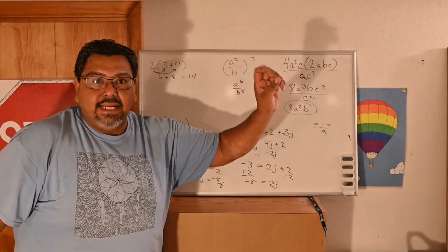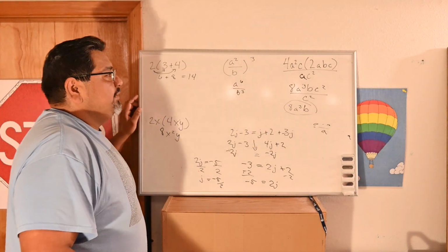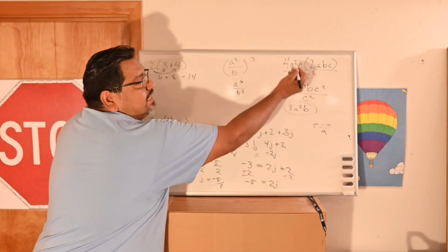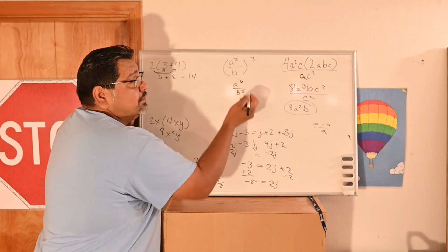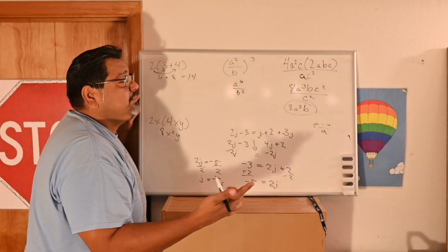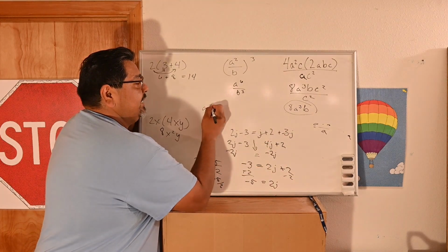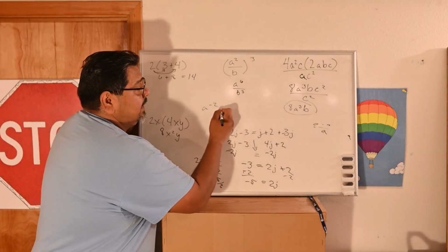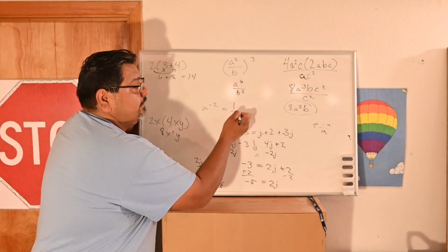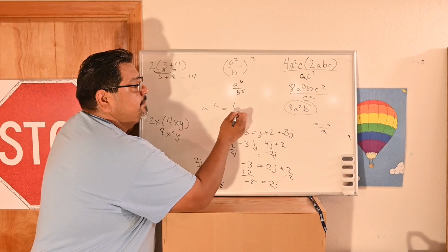to have 1a left. Later on down the line, if you have a negative number as an exponent, another quick little tidbit is if you have a negative exponent, a to the minus 2, that actually is equal to 1 over a to the 2.